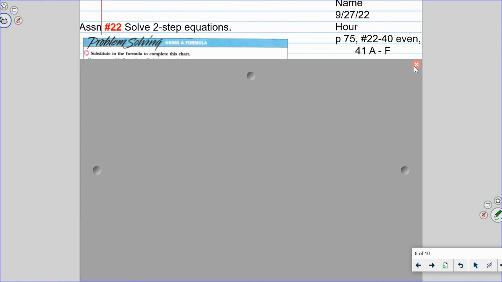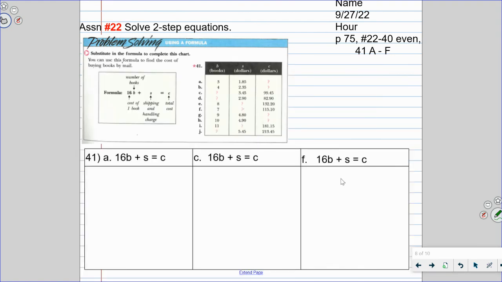Go ahead and start your homework up, unless you need a little extra help, I'm going to start you off with problem 41. Now 41, we only have A through F. So let's take a look at A. We have an equation here where we're talking about cost of one book, number of books, shipping and handling, and then is equal to the total cost.